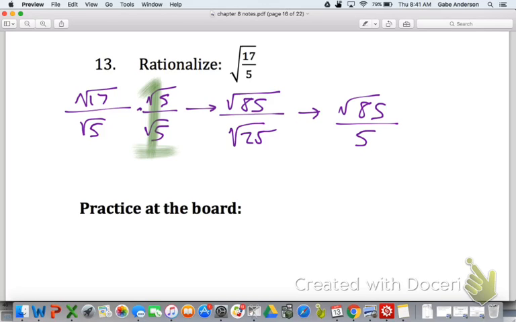Okay, so that's it. At this point in the game, you guys are all well equipped to finish your homework 8.3 and 8.4.